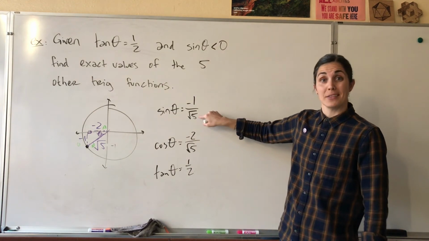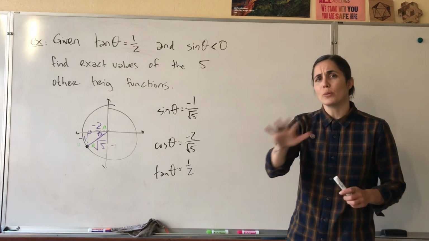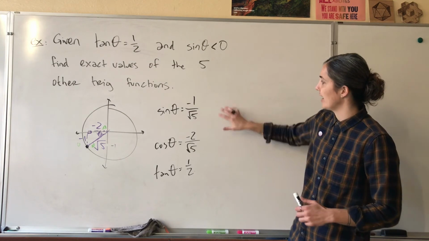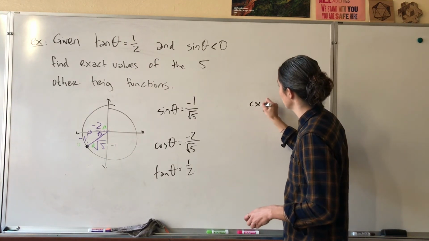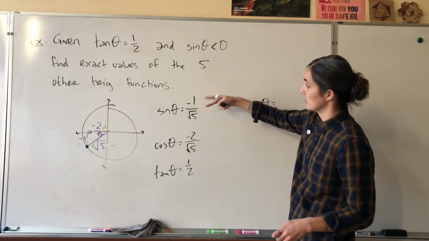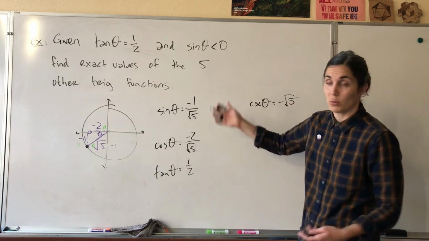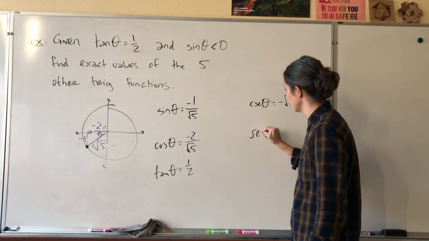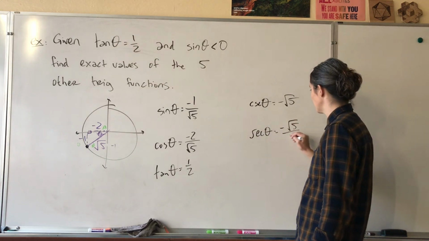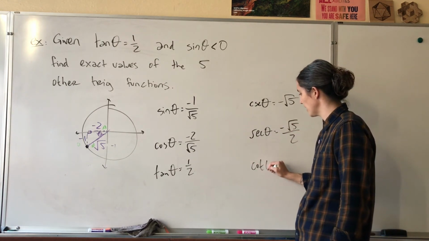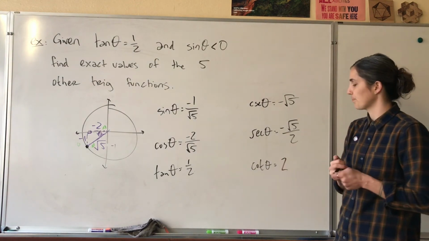Red flag on the radicals in the denominator, so we know we need to rationalize. But before we rationalize, let's go ahead and find out our other values, right? So let's use cosecant here as the reciprocal. So that's just -square root of 5 over 1. Secant of theta would be -square root of 5 over 2. And cotangent of theta, 2 over 1, which is just 2.